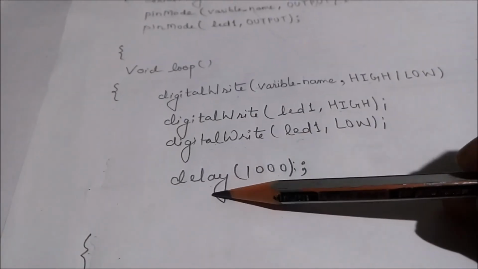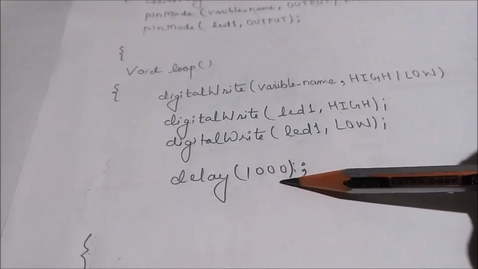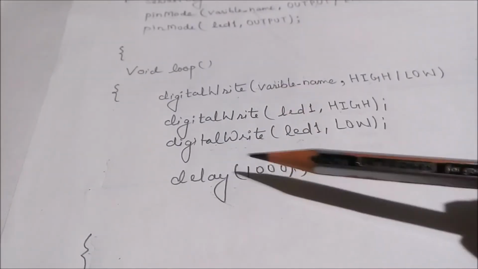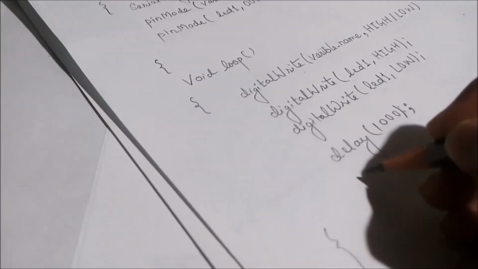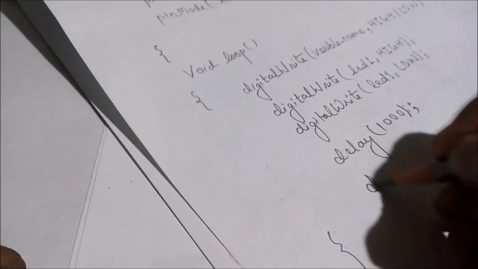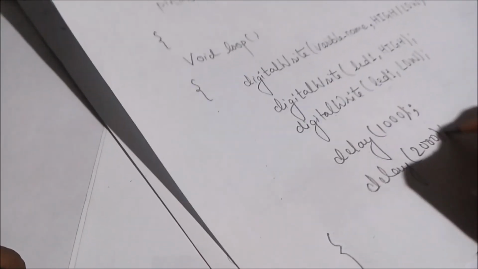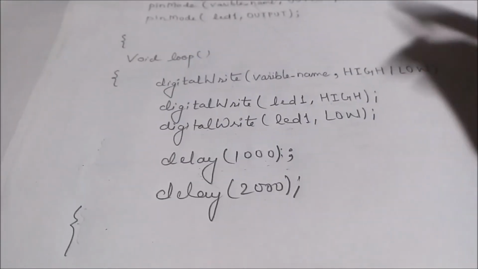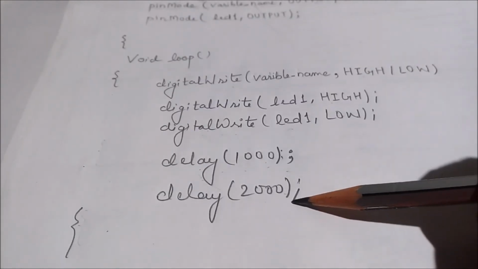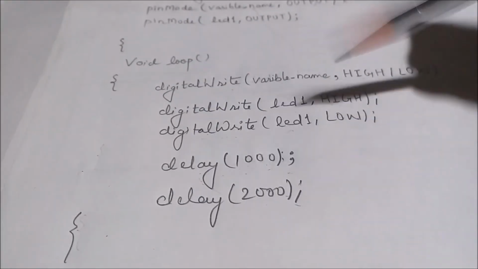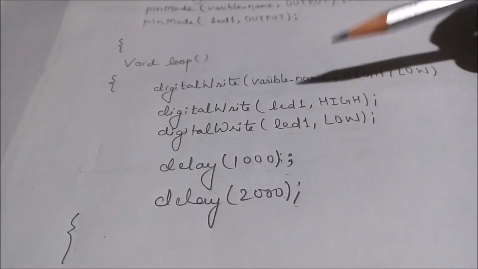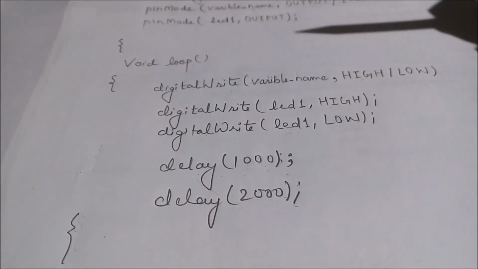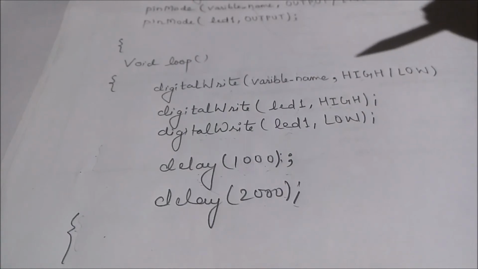So this is the function delay 1000. It means it will delay for 1 second. And if I write delay 2000, it means it will delay for 2 seconds. So by placing these things in order, we can create wonderful blinking LEDs.